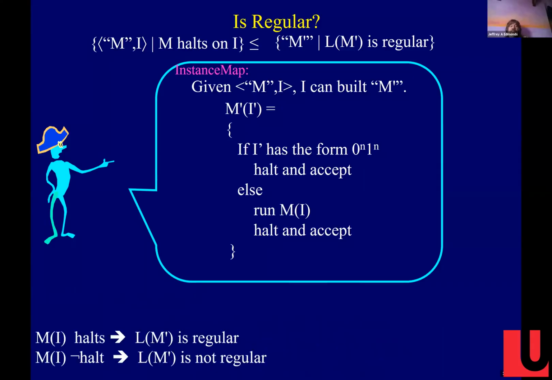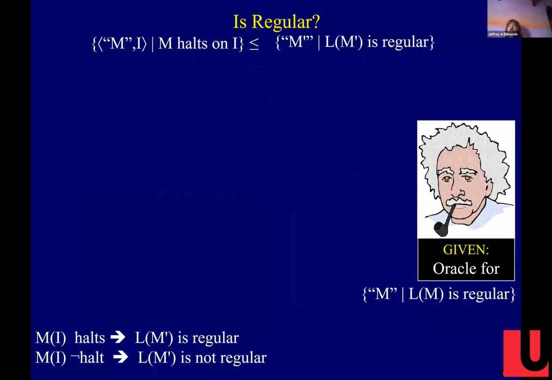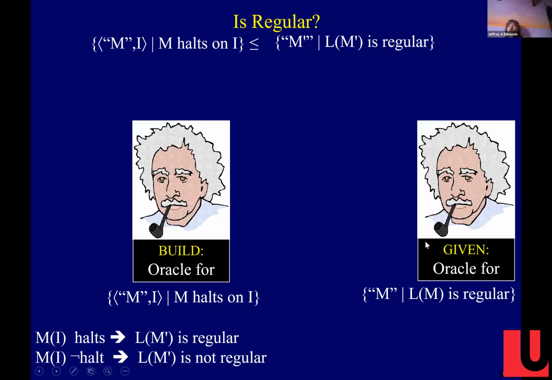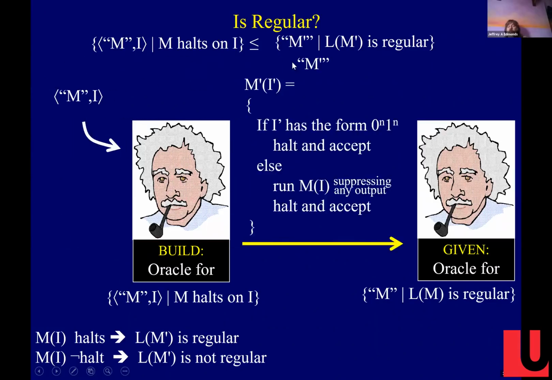All right, so let's put all the pieces together. What do we have? We have that if M on I halts, then the language of M prime is regular. And if M on I doesn't halt, then the language of M prime is not regular. So now let's build our oracle. We have an oracle that solves the regular problem, and we need to build an oracle that solves the halting problem. So we're given an M and an I, and we want to know, does M halt on I? We build this funny program, M prime, just like we did before.